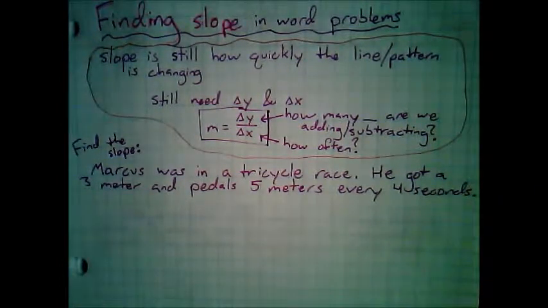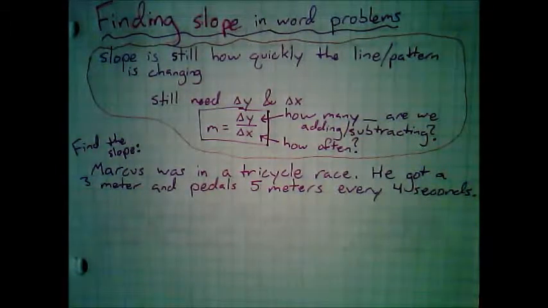Okay, in this video we're going to look at how to find slope, or really identify slope, in a word problem. So again, everything in the bubble is review. Slope is still how quickly the line or pattern is changing, no matter which form the line is given in: table, graph, points, word problem, no matter what.